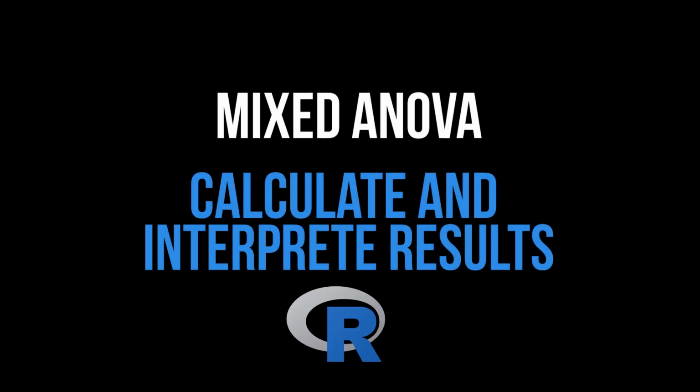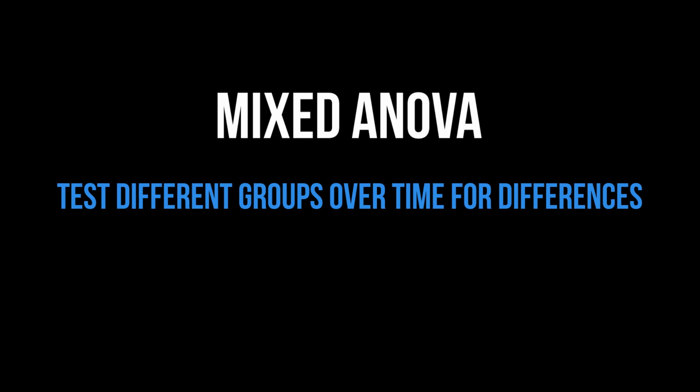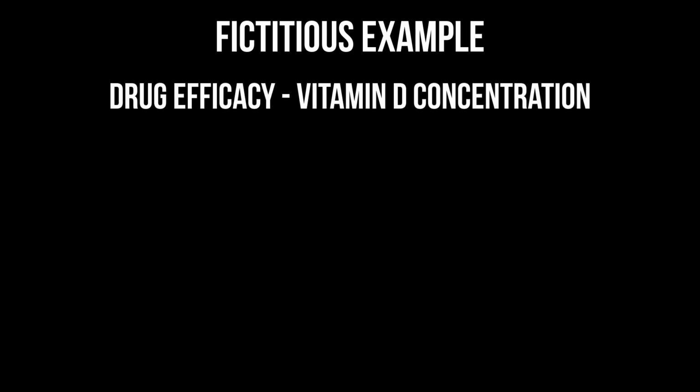This tutorial shows you how to conduct the mixed ANOVA in R and interpret its results. Its purpose is testing different groups over time for differences for a test variable. For example, I want to test a new drug for efficacy.